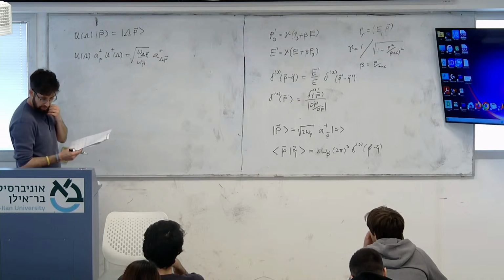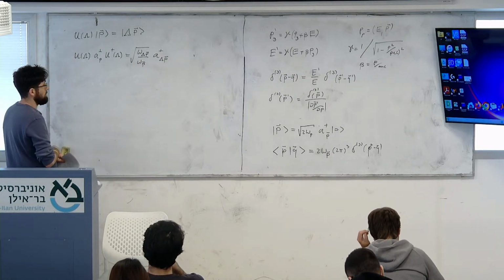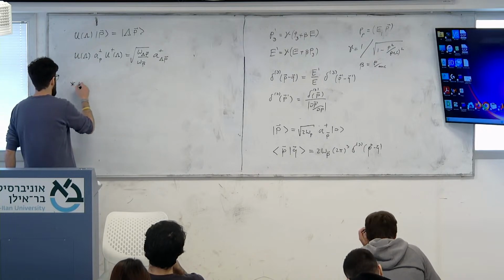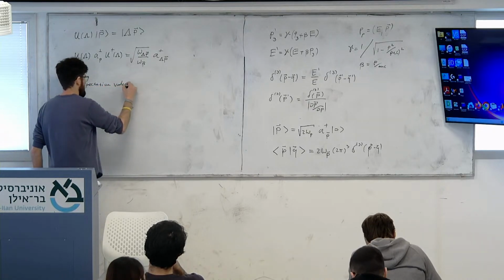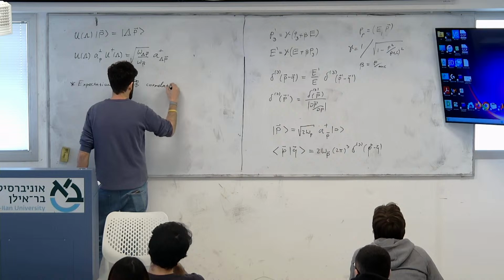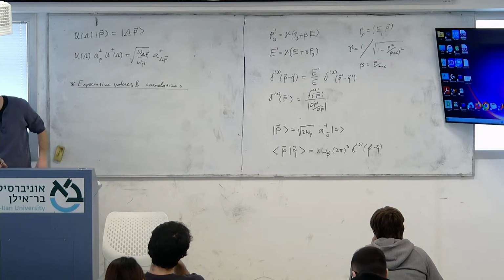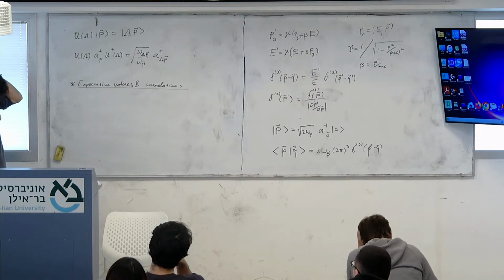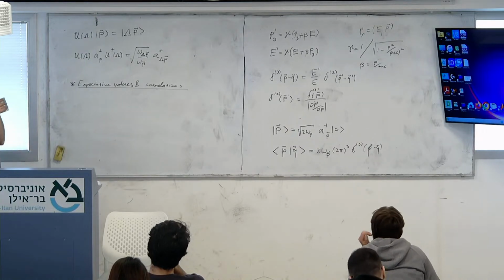And then to finish off today's lecture, let's talk about what we started from, which is the Lorentz invariance. So expectation values and correlation functions. Questions before I start? No questions, comments, complaints?